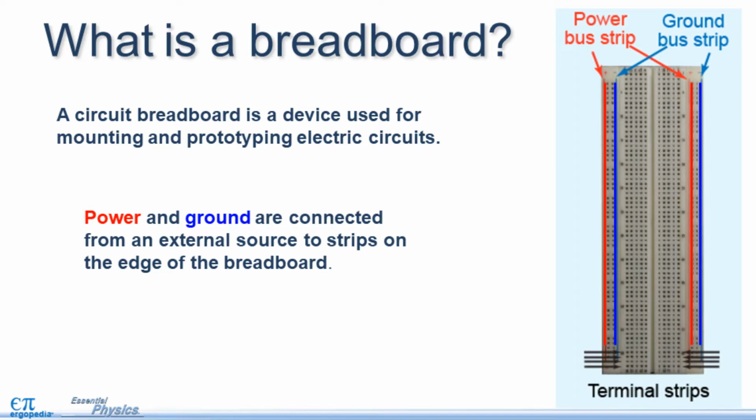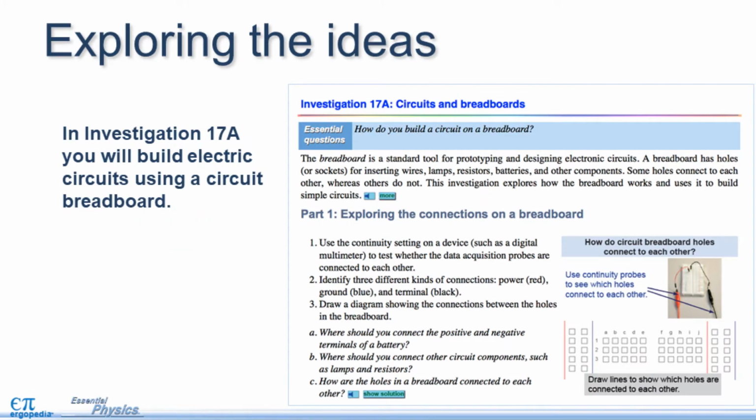So you connect the red wire from your power supply to the red, and the ground would be your black wire. If the equipment is available, you're going to do Investigation 17A tomorrow in class. It is building an electric circuit using the circuit breadboard.